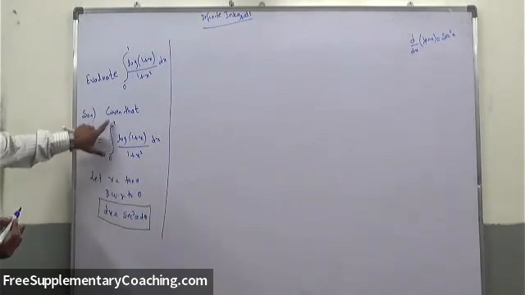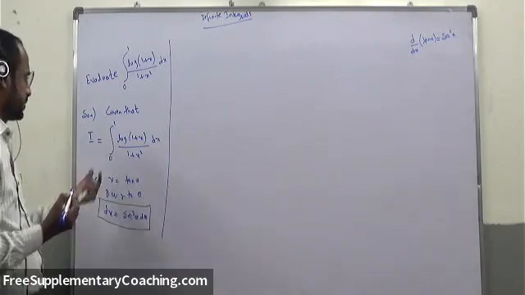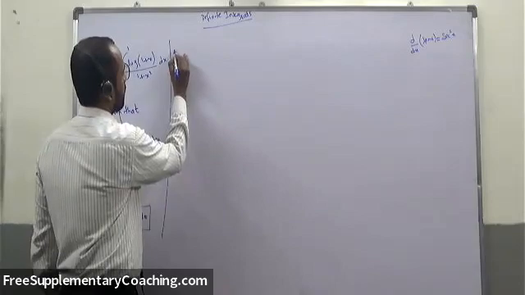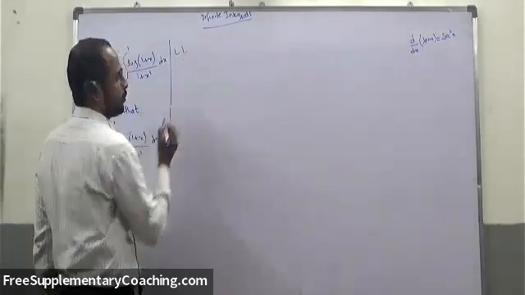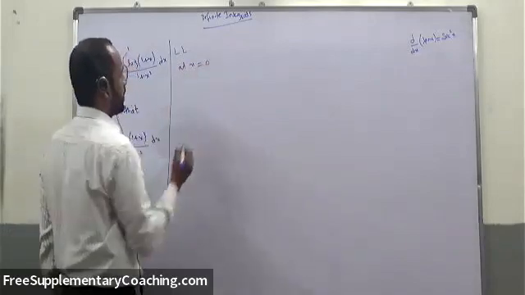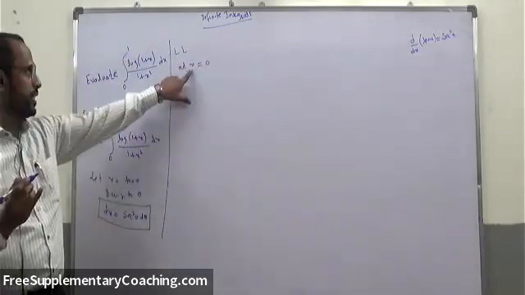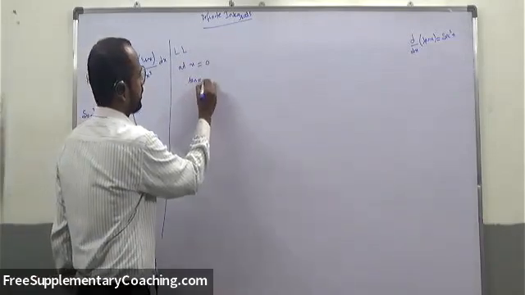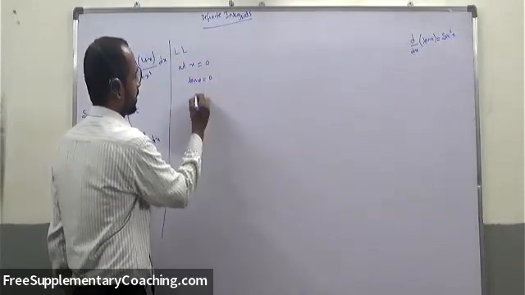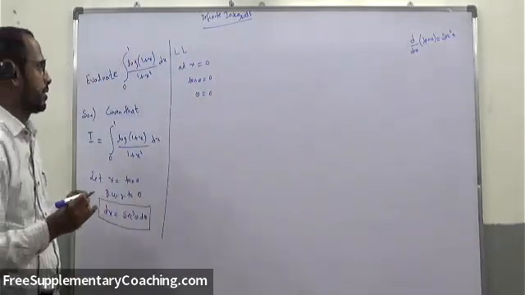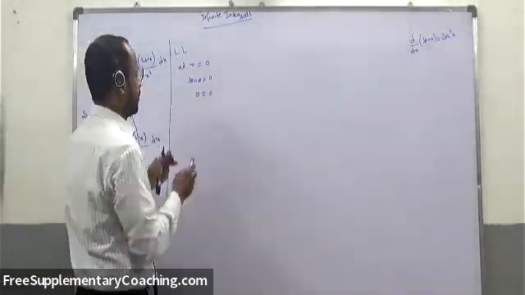Here we are having two limits, lower limit as well as upper limit. Just we change these limits to other values. Lower limit: at x is equal to 0, in place of x I can write tan theta. Tan theta is equal to 0, so theta is equal to 0. No change in lower limit. Let's see the upper limit.